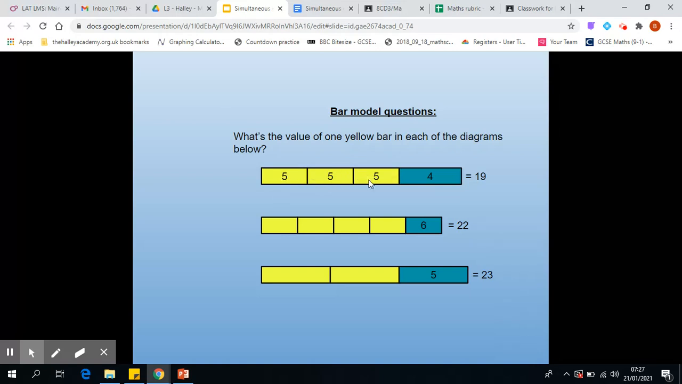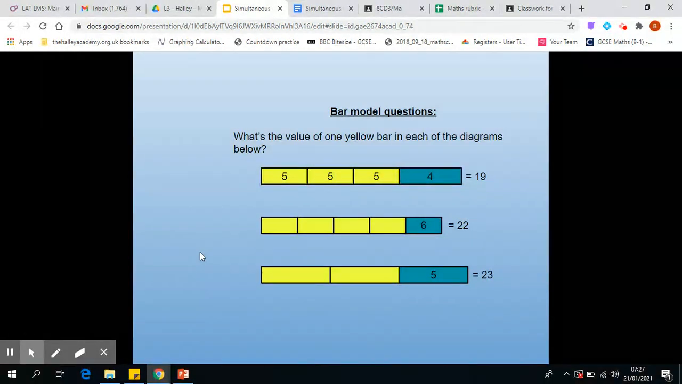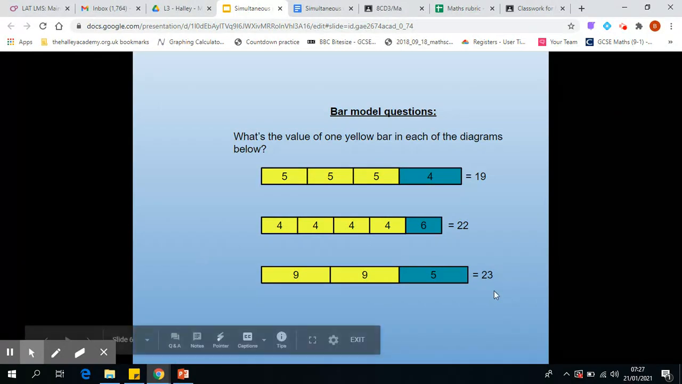Using this as an example, can you find the value of the yellow bar in the next two questions? Press pause now. Here are the answers for your reference. In this case, it would be 23 take away 5, and then divided by 2. 23 take away 5 is 18. 18 divided by 2 gives us the value 9.